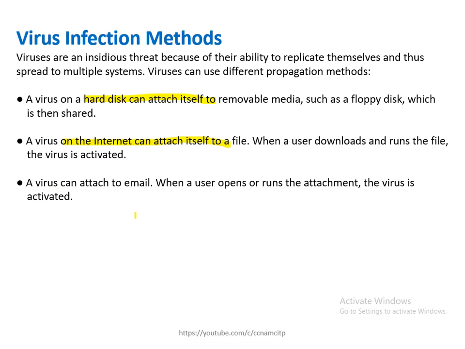Now the third one is a virus can attach to an email. Similarly to downloading a file from the internet, if we are using email, there is also a possibility of viruses coming to your system, in the form of an attachment or something like that. The virus is activated when we open that particular email or attachment and run it. So these are just basic infection methods.